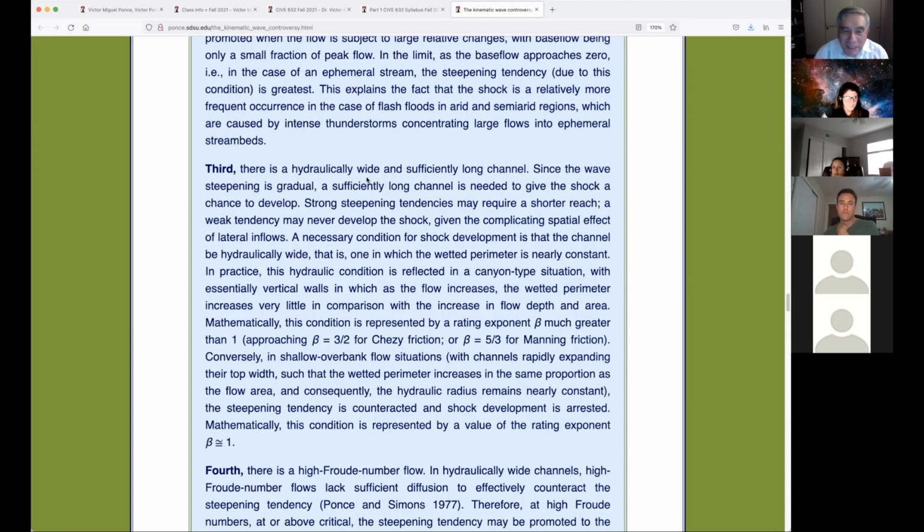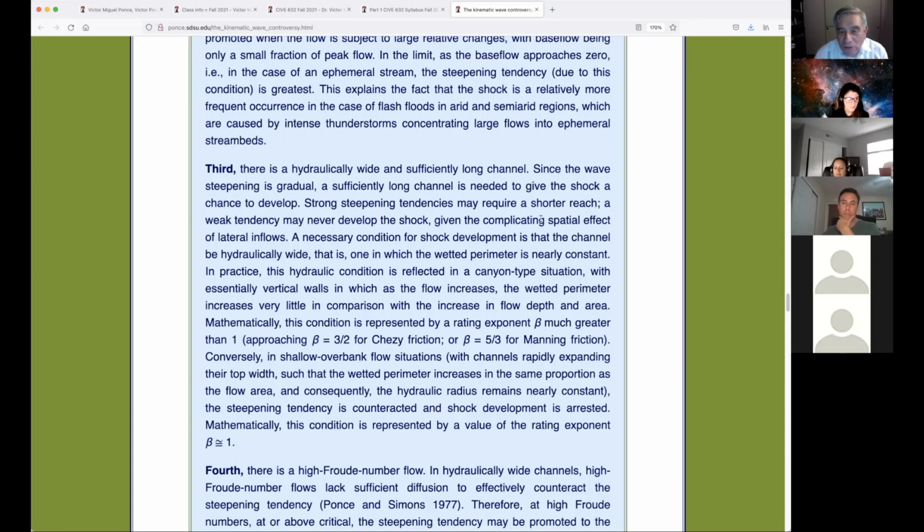Why? Because the hydraulically wide condition for beta equal 5/3 is the only one that, given time, will have the tendency to form the steepening. 5/3, that means 5 is greater than 3. So therefore, if you give it enough time and space, it will steepen. 5 will overcome 3, right? That's the way it is. Since the wave steepening is gradual, a sufficiently long channel is needed to give the shock.